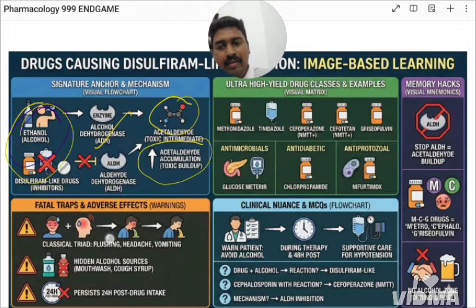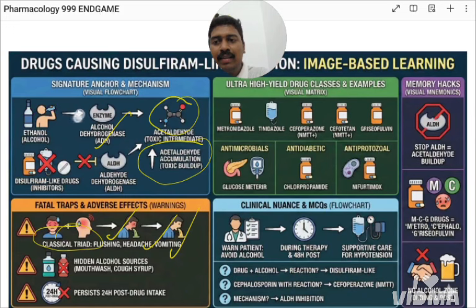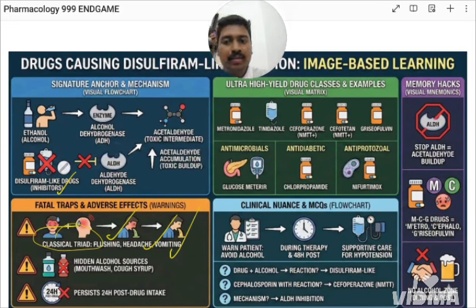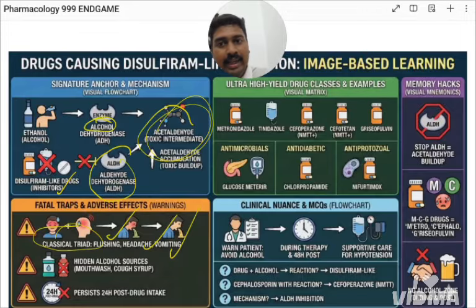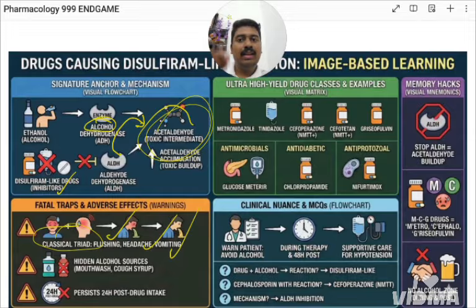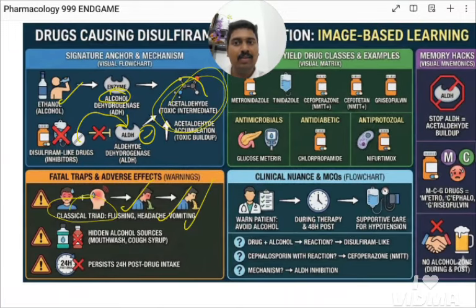Okay, so this triad of flushing, headache and vomiting constitutes the classic triad of disulfiram reaction. What happens is, disulfiram reaction producing drugs block aldehyde dehydrogenase. This is alcohol dehydrogenase and this is aldehyde dehydrogenase, and aldehyde dehydrogenase breaks down acetaldehyde. So these disulfiram-like drugs block aldehyde dehydrogenase, and hence acetaldehyde concentration will increase whenever alcohol is taken. That's why they land up with these symptoms.